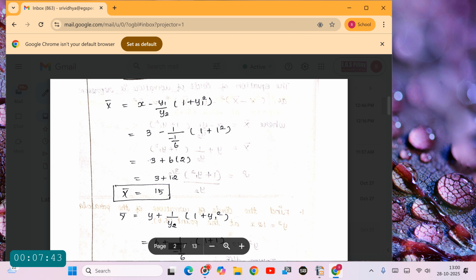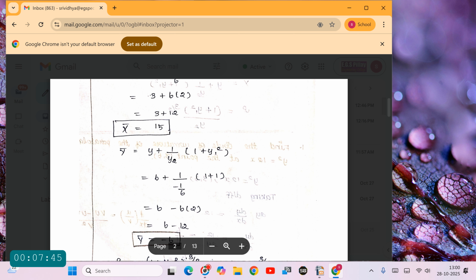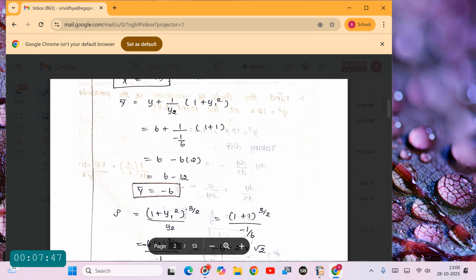Next, we need to find the value of y bar. Y bar is equal to y plus 1 by y2 into 1 plus y1 square. The y value is given as 6. So 6 plus 1 by minus 1 by 6 into 1 plus 1 square. Simplifying, we get y bar equal to minus 6. So what we have already found are y1, y2, x bar, y bar.